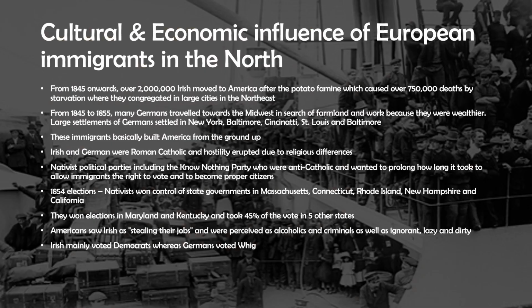Cultural and economic influence of European immigrants in the North. From 1845 onwards, over 2 million Irish moved to America after the potato famine, which caused over 750,000 deaths by starvation. These Irish congregated in large cities in the northeast, like New York. The Germans, on the other hand, travelled to the Midwest in search of farmland and work because they were wealthier. They were trying to fulfill their American dream, at least what people tend to call the American dream.